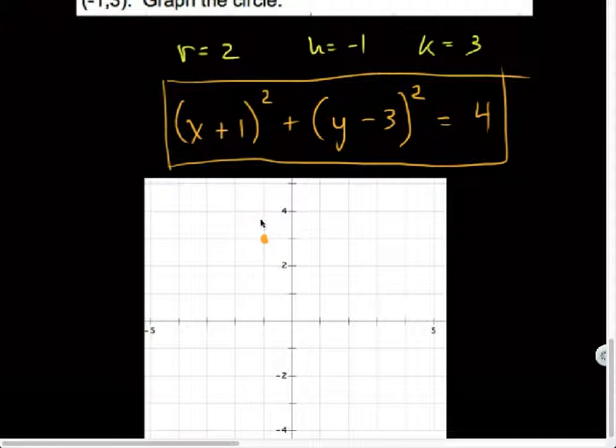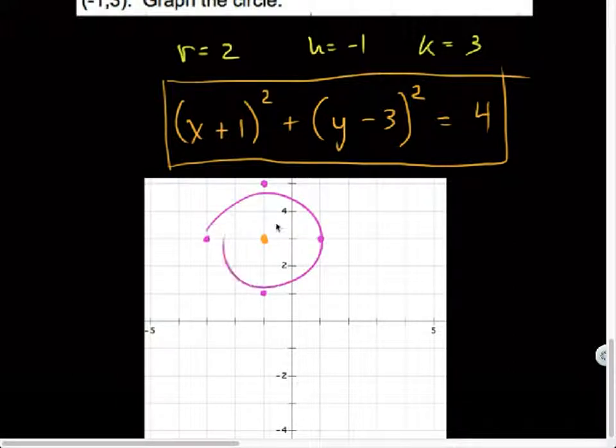And the radius is 2. And in order to draw a circle, this is typically what I do. I'll end up going up the radius, right? So 2 points above that, 2 points to the right of it, 2 points below it, and 2 points to the left of it. And that'll give me 4 points to really get a general idea of what the circle's going to look like.